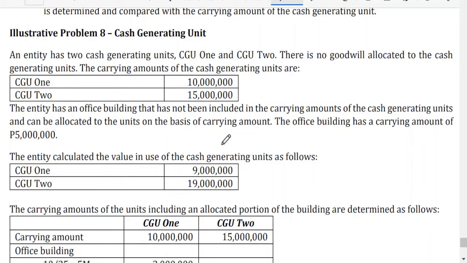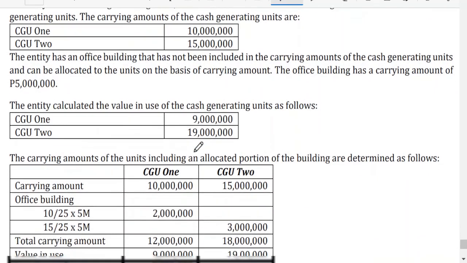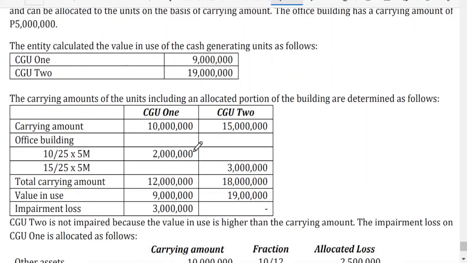The entity has two cash generating units. We have CGU1 and CGU2. There is no goodwill allocated to the cash generating units, and the following are their carrying amounts. The entity has an office building that has not been included in the carrying amounts of the cash generating units and can be allocated to the units on the basis of carrying amounts. So we have here the corporate asset, which was not included in the carrying amounts of the CGUs. The office building has a carrying amount of 5 million. The following are the value in use of the two CGUs. Now, the carrying amounts of the units, including the allocated portion of the building, would be determined as follows.